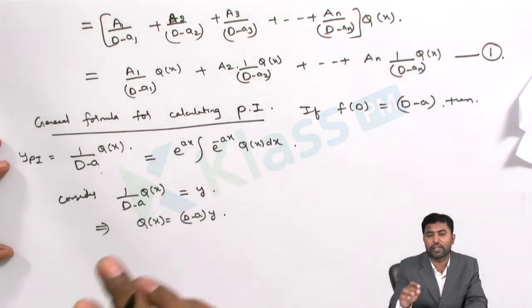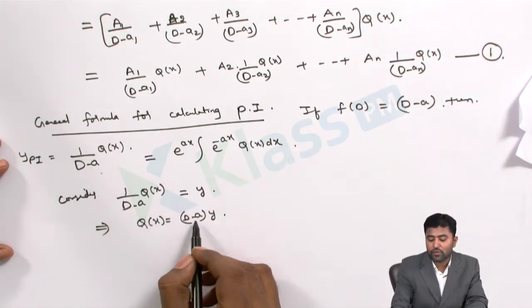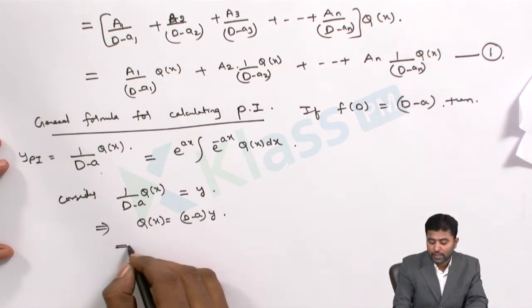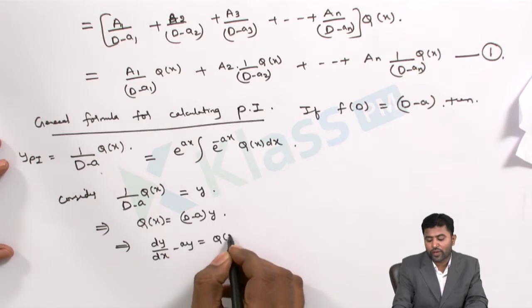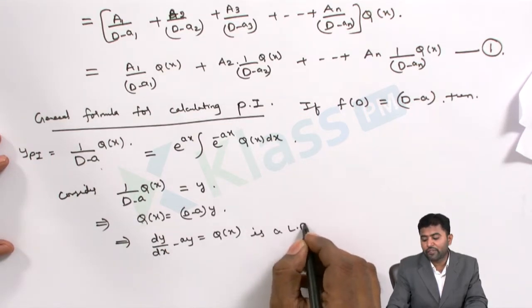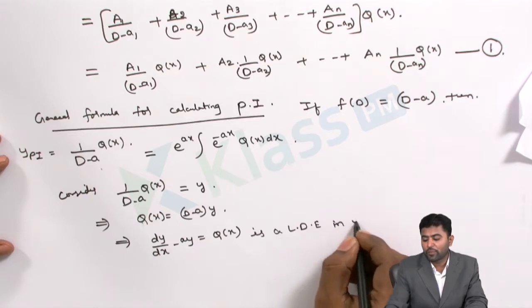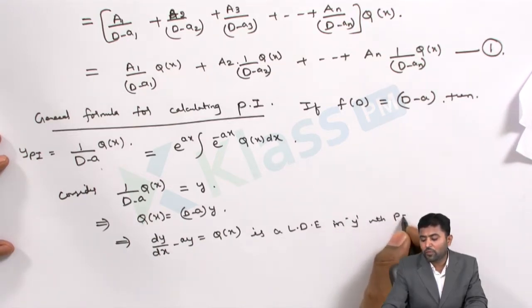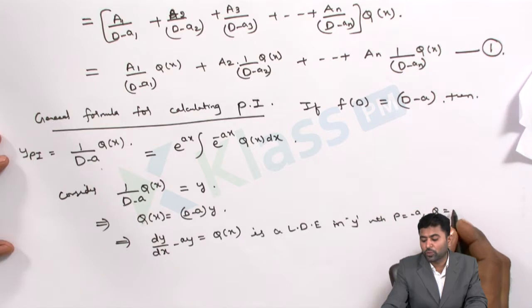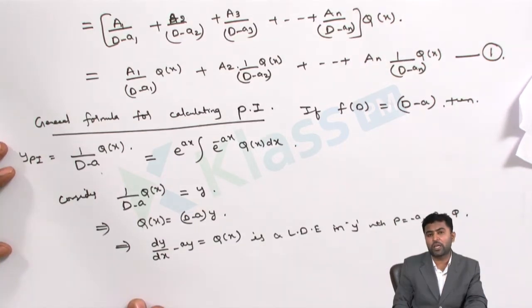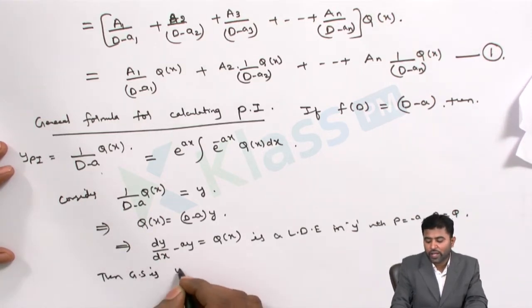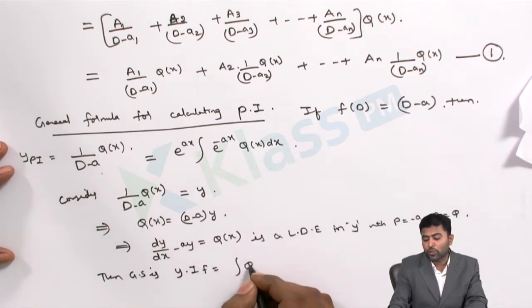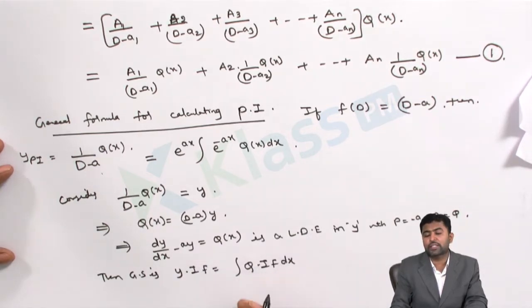I'm supposing this as y. Okay. So q of x is equal to d minus a into y. Then I can write this as dy by dx minus ay is equal to q of x, which is clearly a linear differential equation in y with p equal to minus a and q equal to q. In place of p, I have minus a and q is q. Right? Then the general solution is y into integrating factor is equal to integral of q into integrating factor dx plus c.